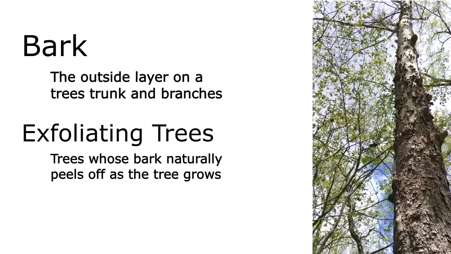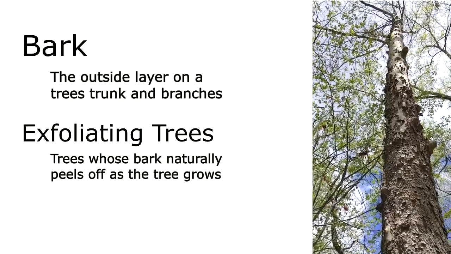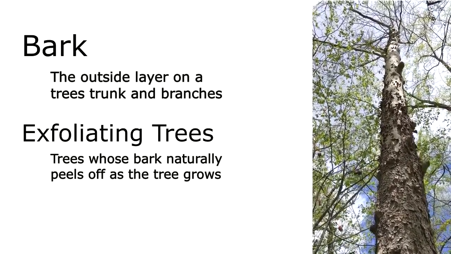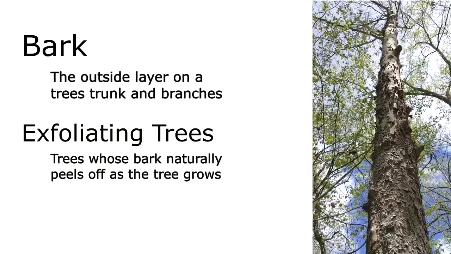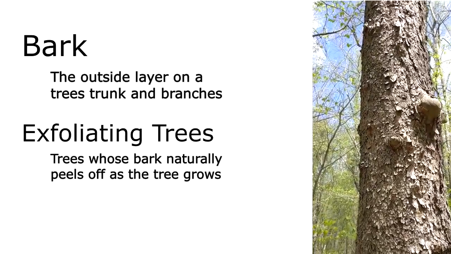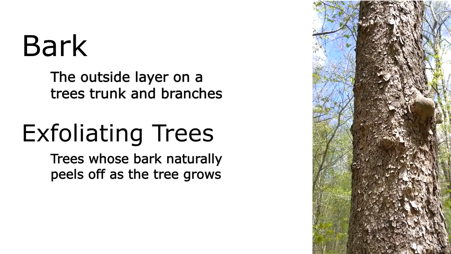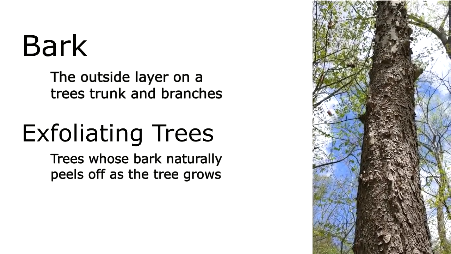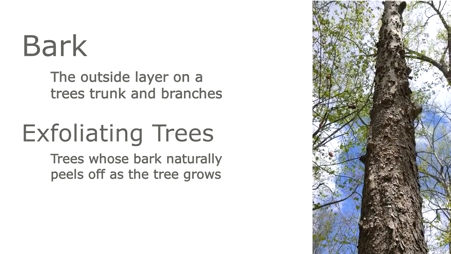Basically it just means that the outside layer of the tree, the outside layer of the bark, comes off as the tree grows up. This lets us know that this tree in particular is a sycamore. You might also see this with birch trees, London plane trees, and there's lots of other trees that also exfoliate or lose their bark in really unique ways.